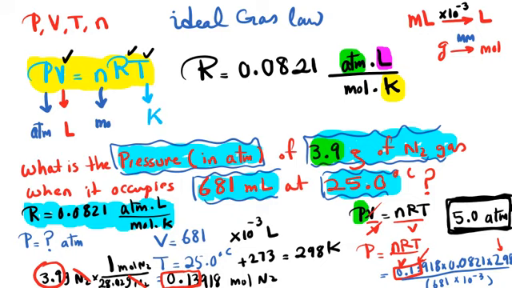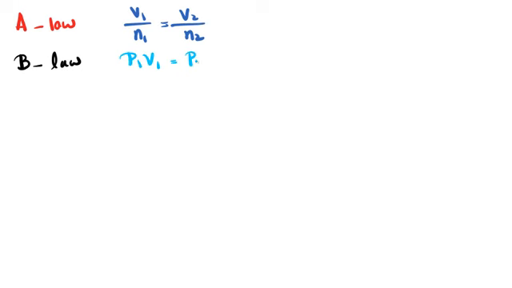So I'm going to write the equations here. We work with Avogadro's law: V1 over N1 is equal to V2 over N2. We work on Boyle's law: P1 V1 is equal to P2 V2. Then we work on Charles' law: V1 over T1 is equal to V2 over T2.